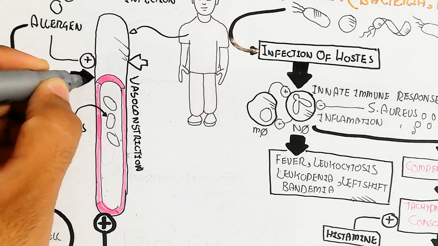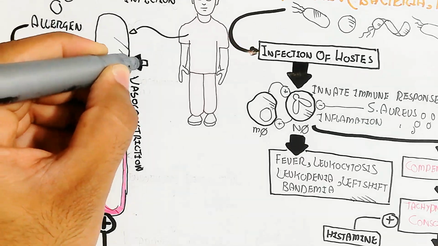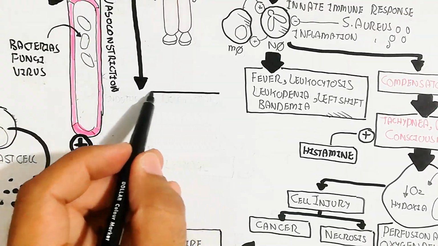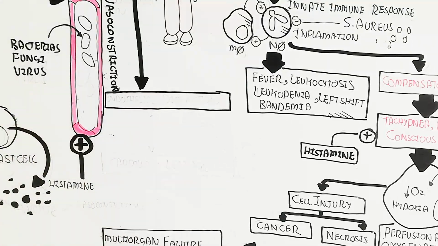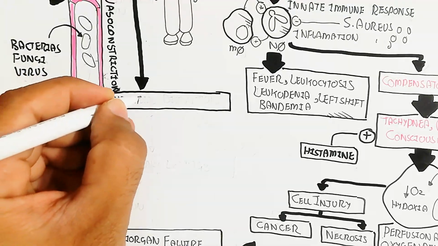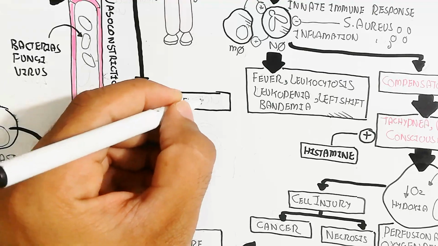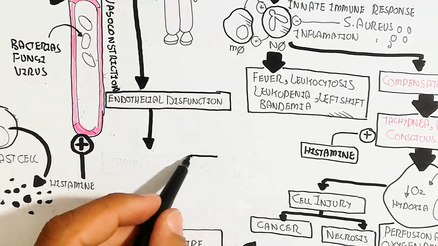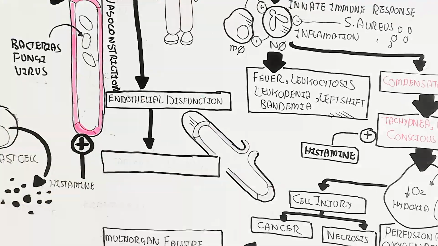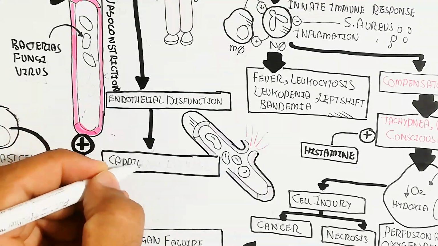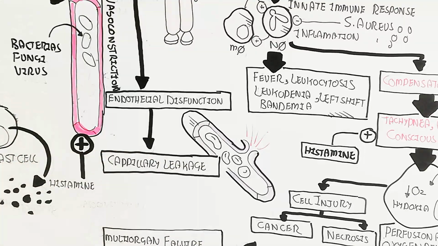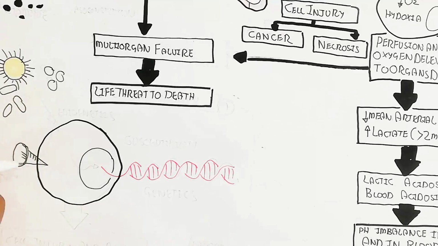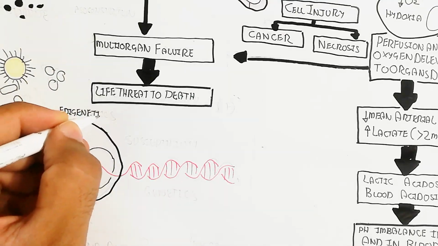Anyhow, the endothelial dysfunction is due to the bacterial infection as well as histamine overproduction due to the allergic response, and in this way capillary leakage occurs due to vasodilation, and aneurysm can occur. This capillary leakage will lead to many organ failures. So the multi-organ failure will be life-threatening.